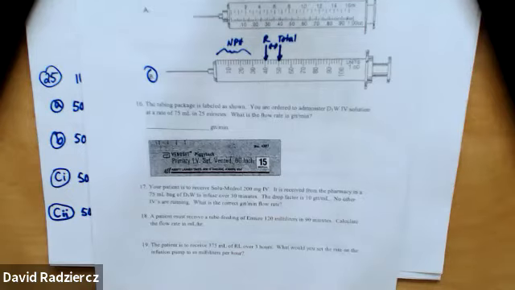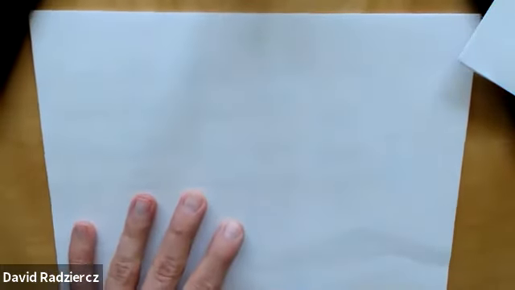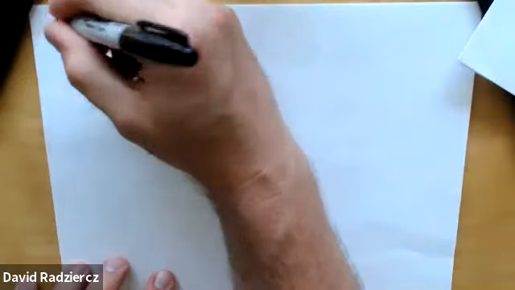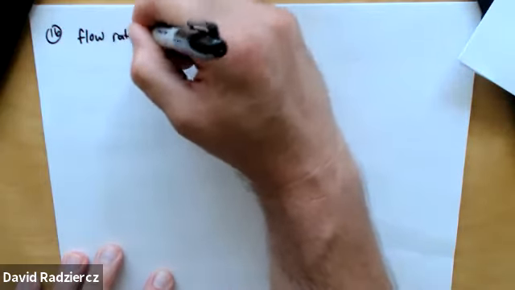So as a reminder, and hopefully it's a reminder, but if not, it's okay. When we're calculating drop rates, we need 2 pieces of information. We need the flow rate and we need the drop factor. So number 16, we need the flow rate. We need the drop factor.